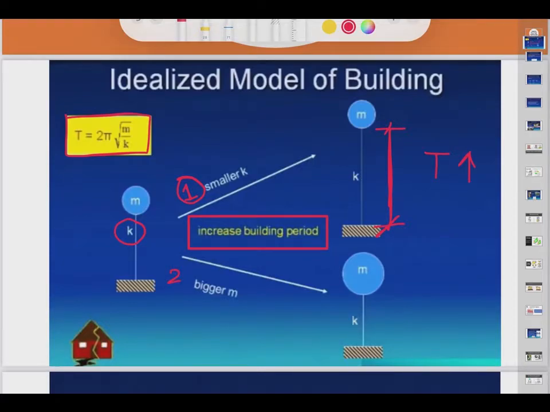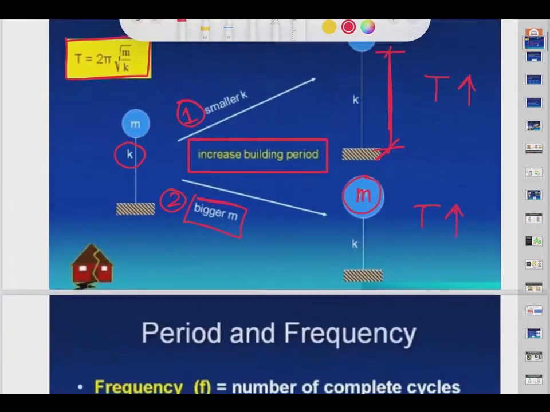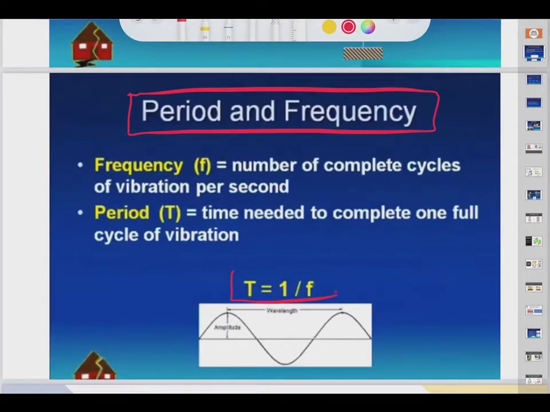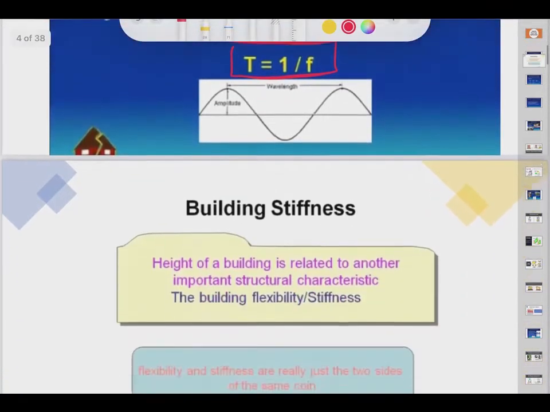Similarly, another way is to increase the mass of the structure. So higher mass will lead to a greater time period once again. Okay. So this time period is reciprocal to the frequency of the building. Both are reciprocal to each other. T is equal to 1 by frequency. Time period is the time needed to complete one full cycle of vibration back and forth during earthquake shaking. And frequency is what? The number of complete cycles of vibration that happen in 1 second. So this is a basic thing.